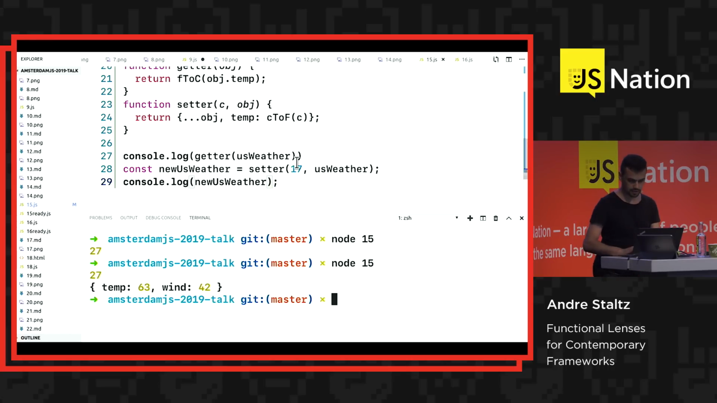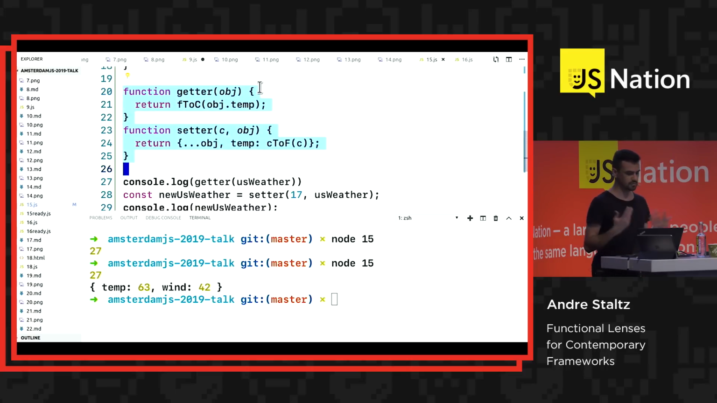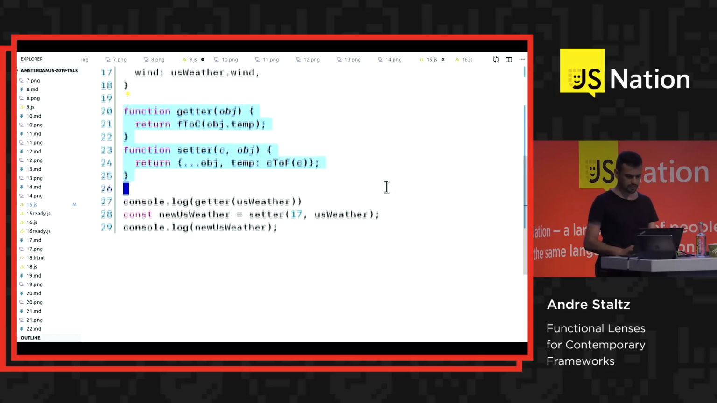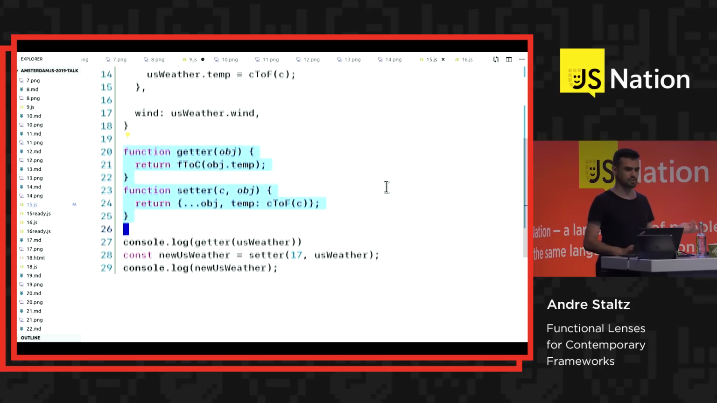So here is what a lens is. This is a lens. It's two functions, a getter and a setter, with this kind of interface that it takes the new piece, the previous parent that you had, and it makes a new parent. That's it. This is lens. I'm not importing any library. It's not any fancy thing. But you could also use libraries if you want.